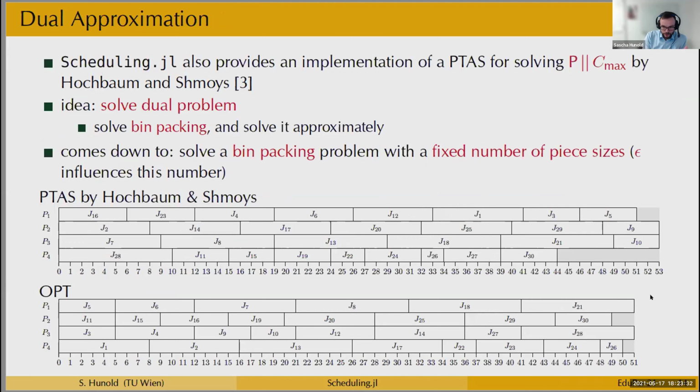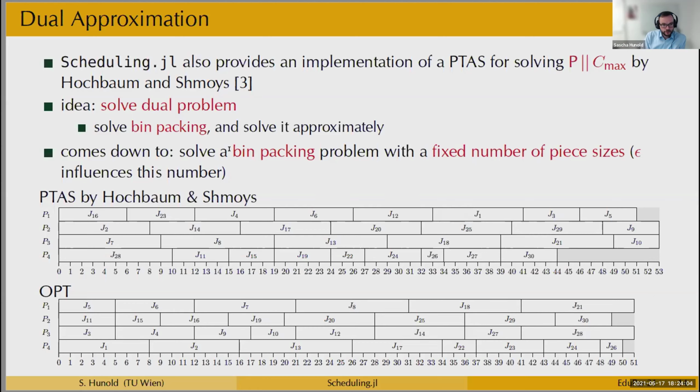What I like about scheduling.jl is this dual approximation algorithm, which was proposed by Hochbaum-Schmois for P||Cmax. The idea here is that in order to get this p-task, we don't solve this scheduling problem directly. What we do is we solve the dual problem, which is a bin packing problem, and we solve it approximately. By doing this, we can then translate our solution into a scheduling problem.